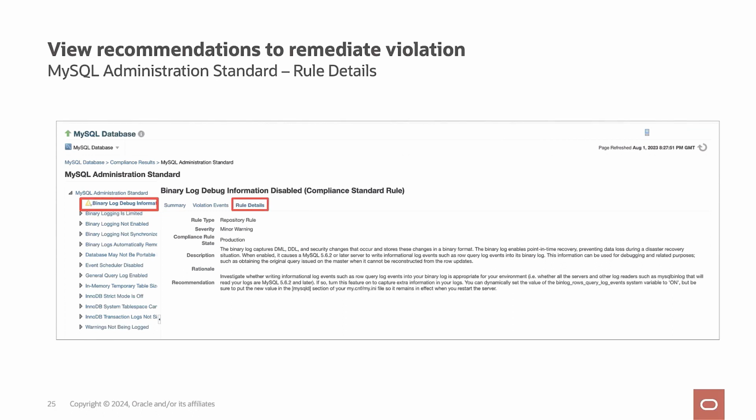This last tab on the rule details goes in depth about the violation that occurred and the recommendation on how to remediate the violation. For this example, there is an issue because writing informational log events to the binary log was not enabled, and the best practice is to enable it. This is because the informational log events that are written to the binary log can be used for debugging and related purposes.